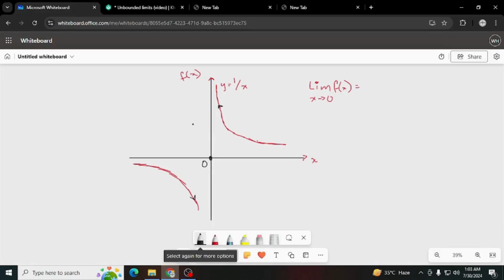In front of me is a really popular graph of y equals 1 over x. And today we are going to evaluate what is the limit of f of x as x approaches 0. All right, pause the video and see if you can figure it out.